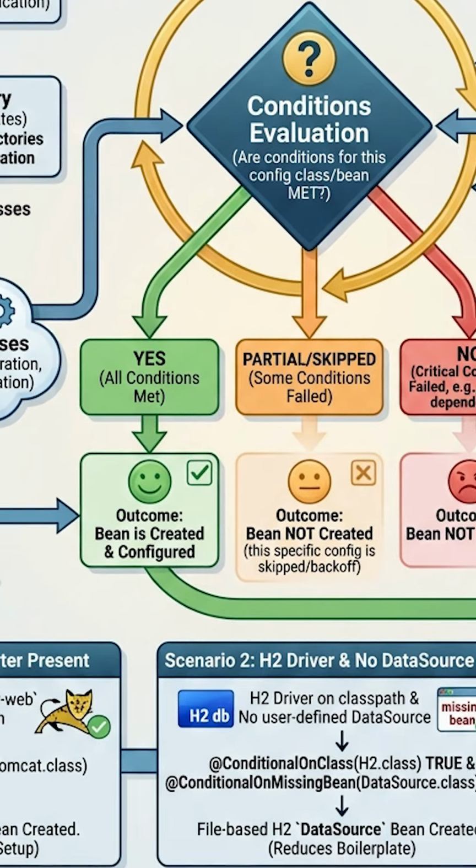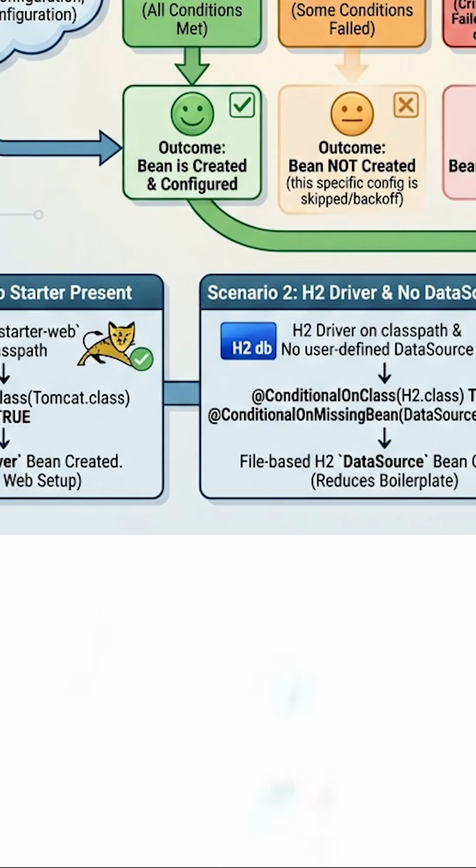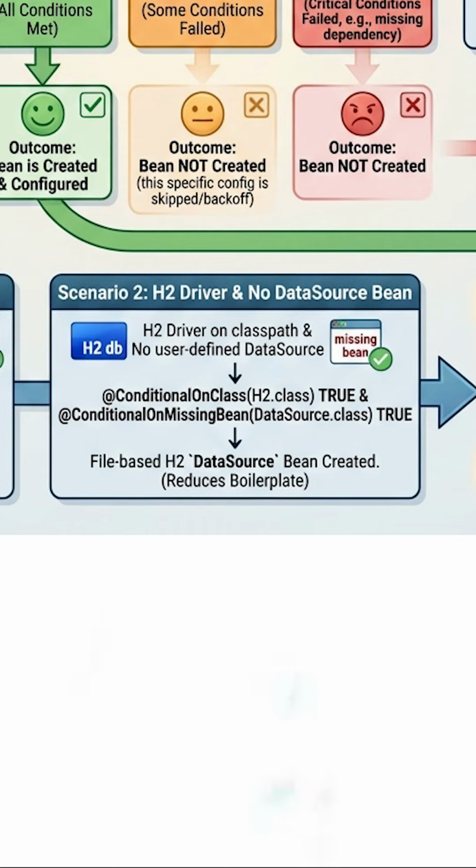For example, if spring-boot-starter-web is on the classpath and Tomcat is available, Spring auto-configures a Tomcat web server bean, simplifying web setup. Another example: if an H2 database driver is on the classpath and there is no user-defined data source, Spring auto-configures an in-memory or file-based data source bean.